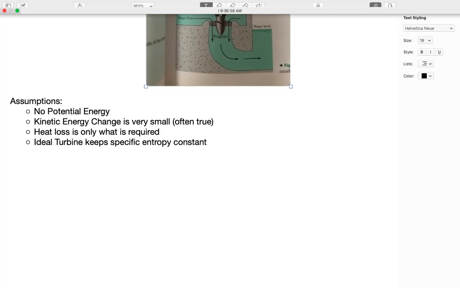My energy equation then is just going to become, so we're going to assume that there's only enthalpy and possibly a heat. So you'd have H in minus H exit.